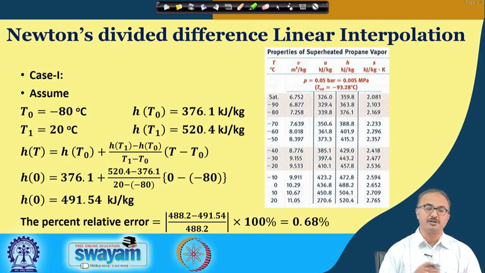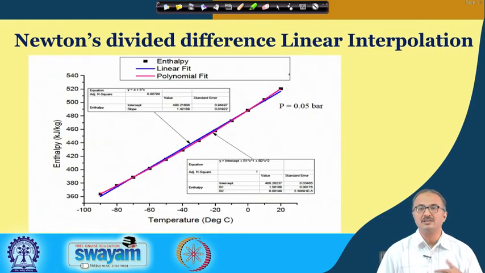Now, this should trigger us to ask why it happened. It could only happen if we have a very linear relationship. In that case the slope will be constant, so whatever range we choose, we are going to arrive at a very good estimate value. To understand this, we simply plot it. We plot this data given to us at 0.05 bar, and these black colored points are the actual values given in the table.